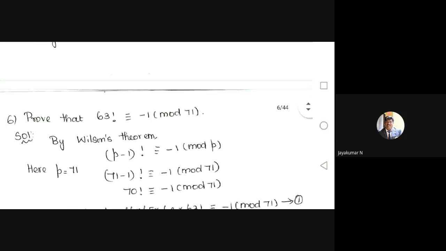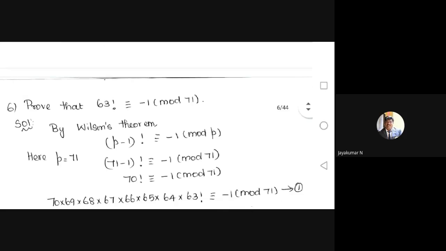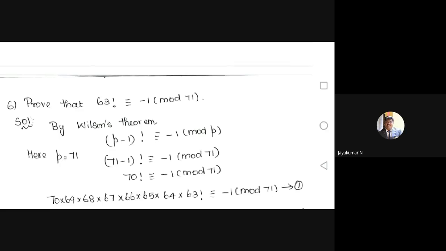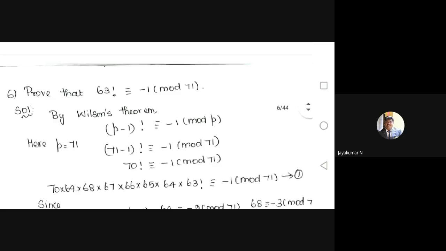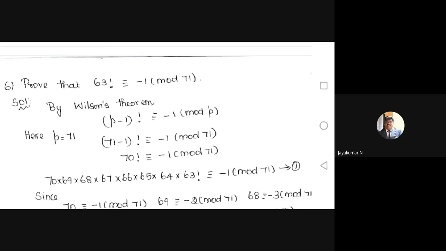But we want the remainder when 63 factorial is divided by 71. So 70 factorial is expanded in descending order up to 63 factorial: 70 into 69 into 68 into 67 into 66 into 65 into 64 into 63 factorial is congruent to minus 1 mod 71, which will be considered equation 1.